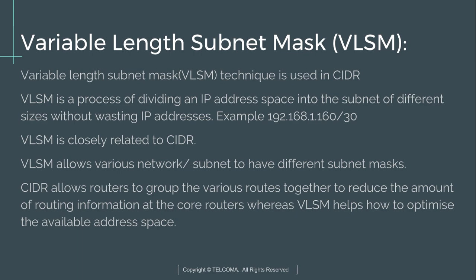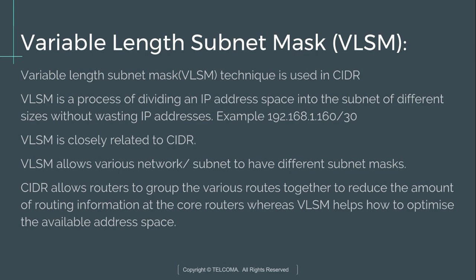The variable length subnet mask technique is used in CIDR. VLSM is a process of dividing an IP address space into subnetworks of different sizes without wasting IP addresses. For example, 192.168.1.160/30. This is an example of VLSM, as here /30 represents the classless addressing subnet mask. This address is not defined in any class, so this is an example of classless addressing. And VLSM is closely related to CIDR, and VLSM allows various networks or subnetworks to have different subnet masks.